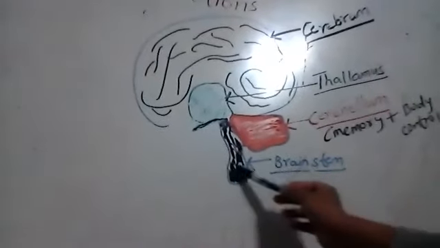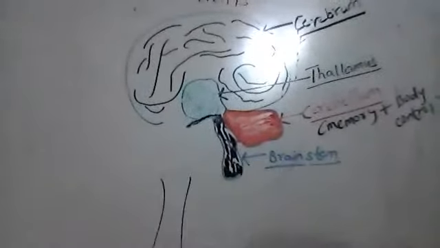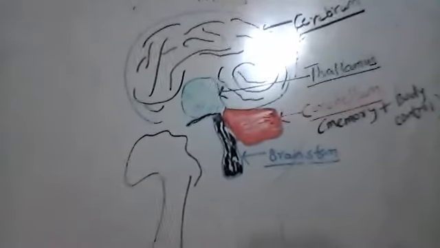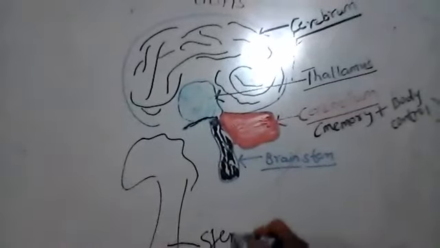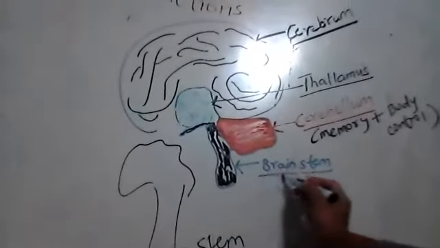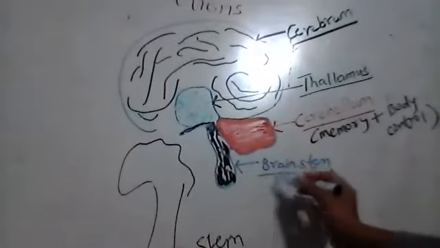Now let us see the stem-like structure. You know how trees have a stem, right? Like if you draw a tree, these are the branches and everything, and then these are the roots, and this is the stem of the tree. Similarly, this structure which has come out is also known as the brain stem. It is the stem of the brain. Now what is the function of the brain stem?